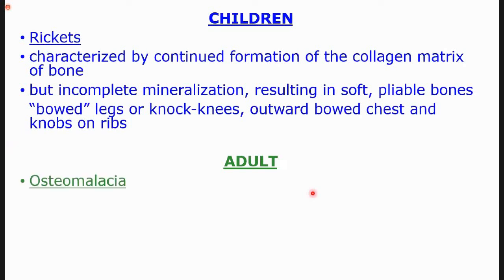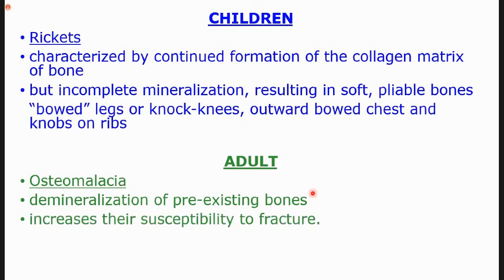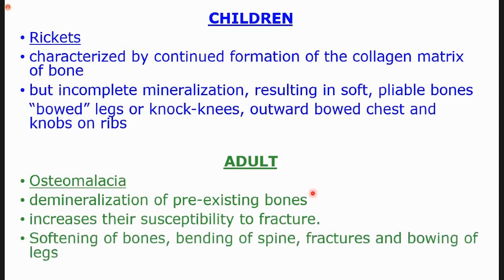Whereas in adults, vitamin D deficiency is manifested in the form of osteomalacia, which is due to demineralization of pre-existing bones, increasing their susceptibility to fracture. Softening of bones, bending of spine, fractures and bowing of legs are some of the characteristics of osteomalacia. So we have discussed some of the factors that can lead to vitamin D deficiency and how it can be manifested differently in children and in adults. Rickets in children, osteomalacia in adults.